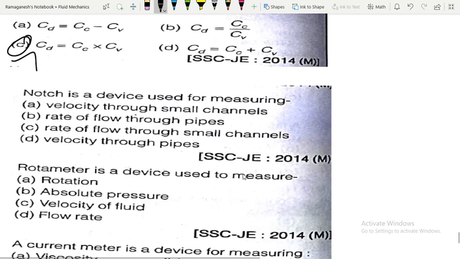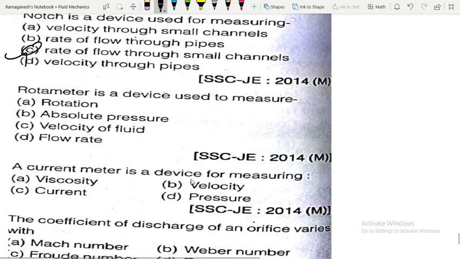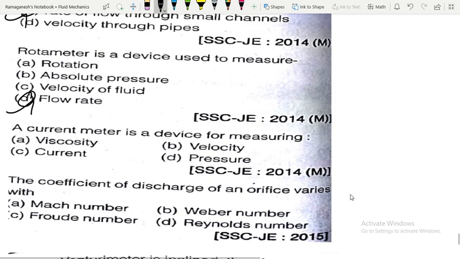So a notch is a device used for measuring the discharge through small channels, option C, the rate of flow through small channels. Next, rotameter. A rotameter is a device used to measure discharge, the flow rate, option D. And a current meter is used for velocity measurement in an open channel, which we had studied, option B.